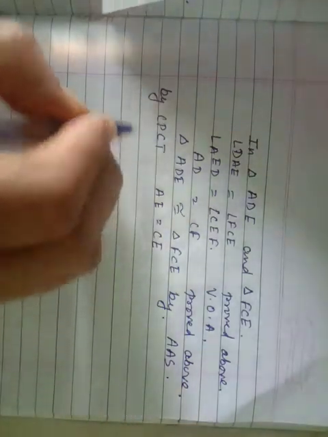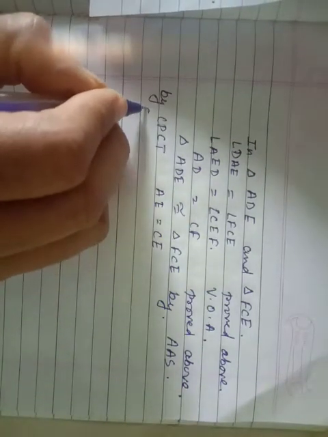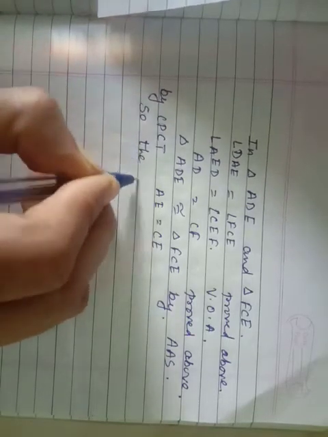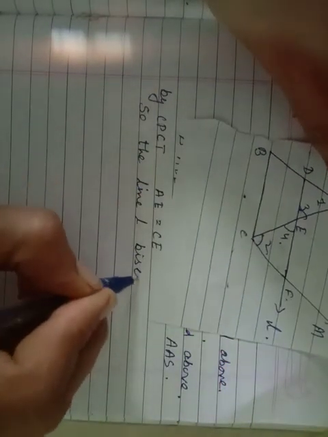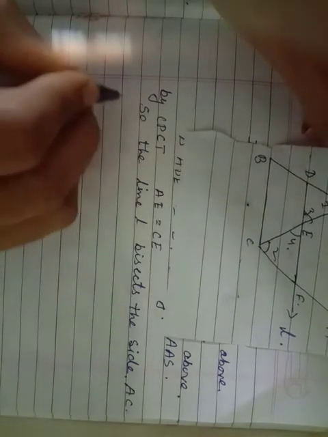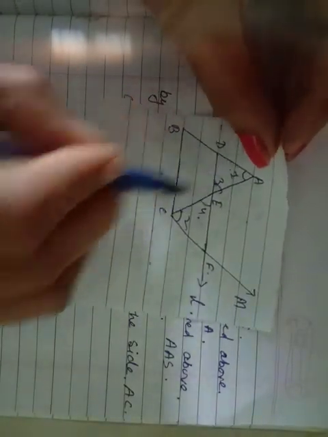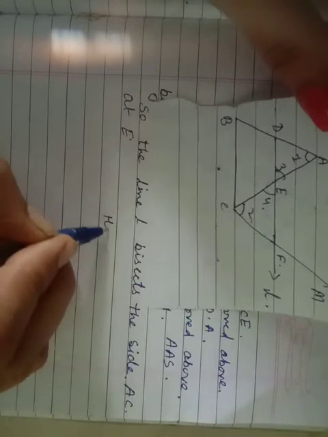So we can say that the line L, this line L, bisects the side AC at E. This is your line L. This bisects the side AC at E. Hence proved.